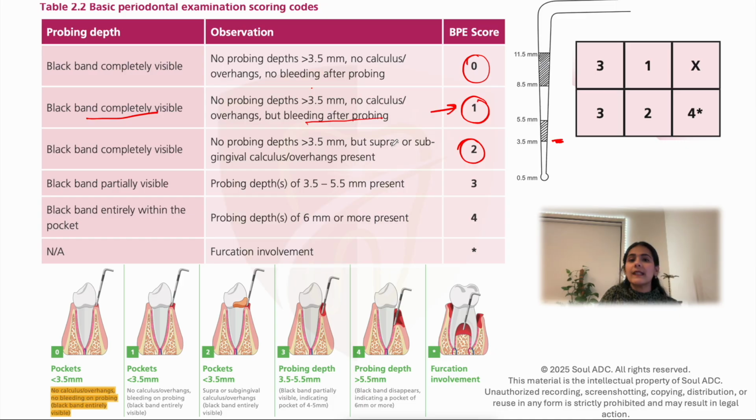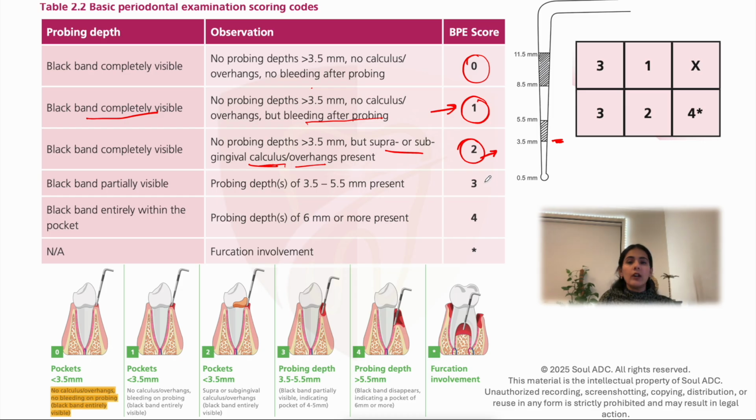Then when I talk about number 2 on the BPE score, that means bleeding plus minus, but the main thing is your calculus is there or your overhangs are there. Now when your calculus and your overhangs are there, that means bacteria is going to come and sit there. They are going to stay there. They are going to start causing problems. So that is the initial thing that is happening. So we give it a number 2.